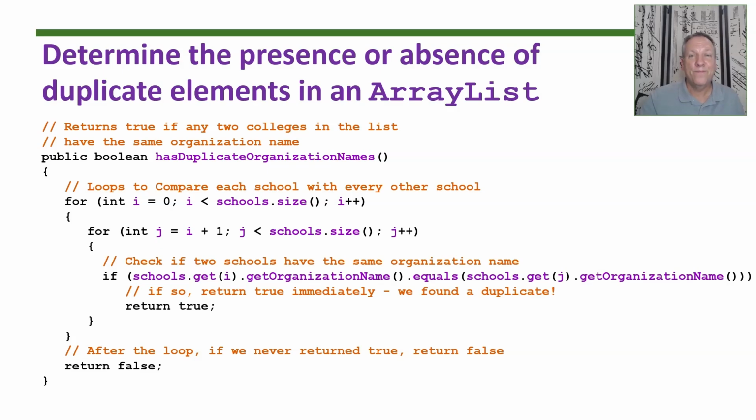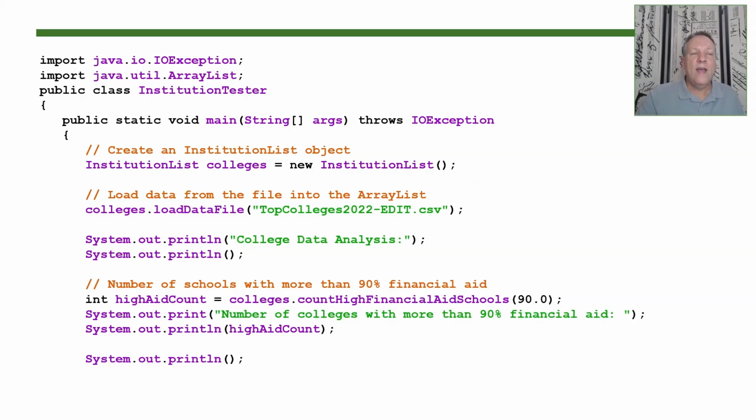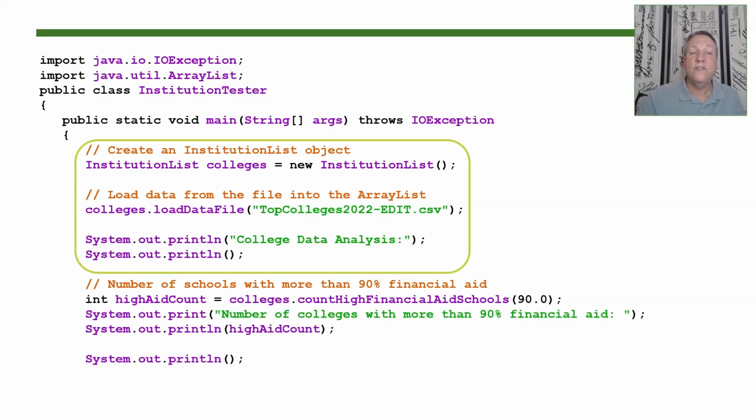How'd you do? All right, let's test out these methods and see how they work. So again, back in our institution tester program, I have my public static void main(String[] args). I do have a throws IOException at the end here because I'm doing some file IO. First thing we do is create an institution list called colleges, which is a new InstitutionList. This is the class where I just wrote all those methods. I'm going to load the data file, which is top colleges 2022, the edited version, because I cleaned that data, .csv. And then I'm going to print out college data analysis.